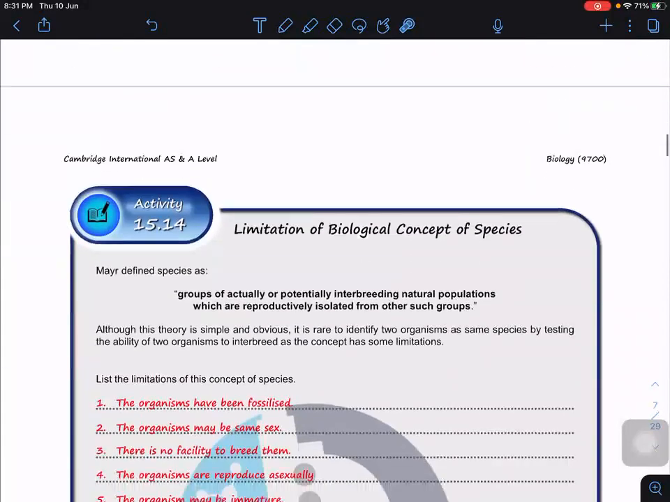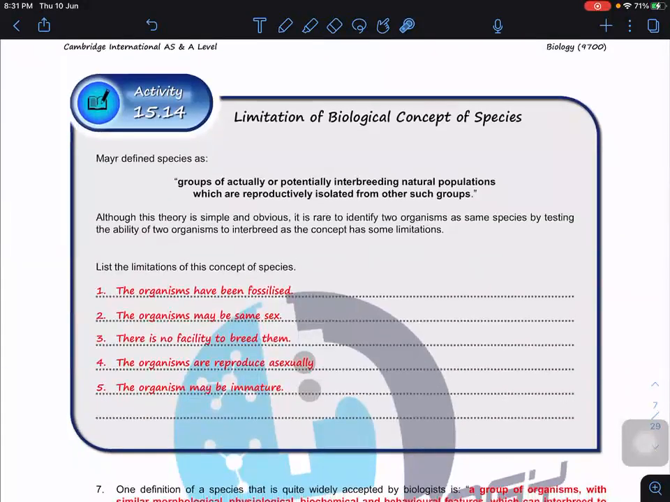Clear? So Mayr actually defines the species as a group of actually or potentially interbreeding natural populations which are reproductively isolated from other such groups. But if we want to use this as a guideline, then we do face some limitations.